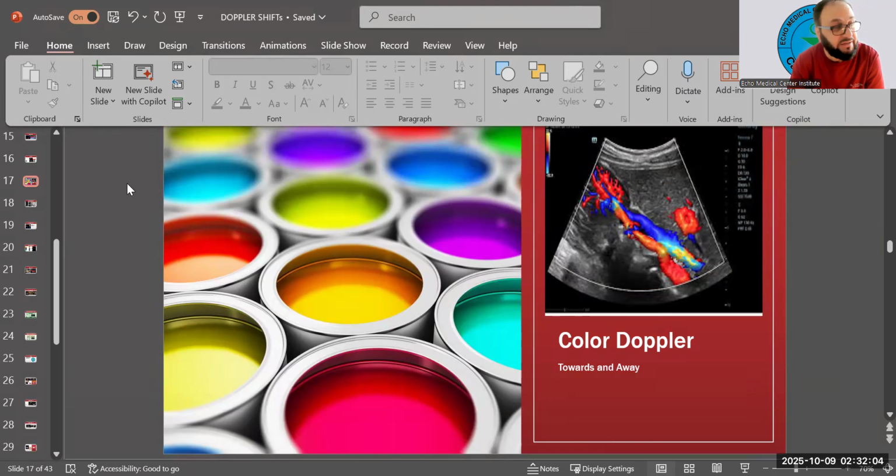So we have again color Doppler. Once again, I will represent this to make this phenomena more clear. You see there are two vessels. One is feeding the kidney and the other one is draining the kidney, right?